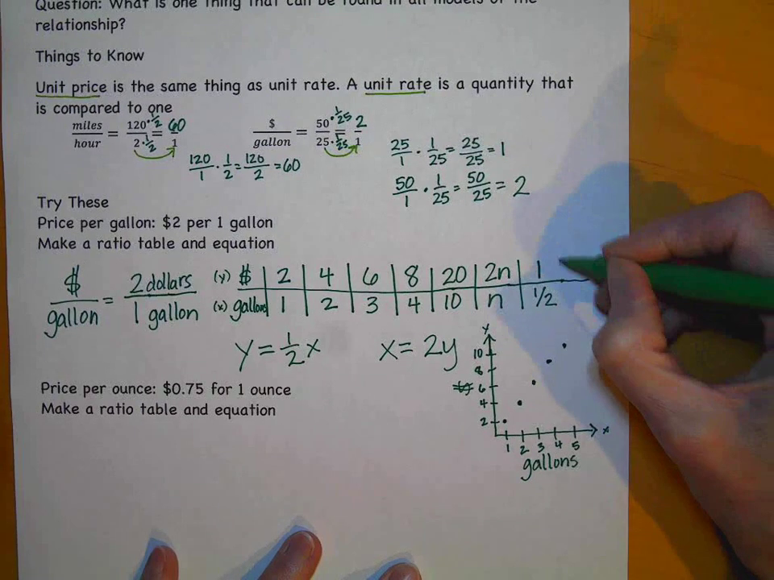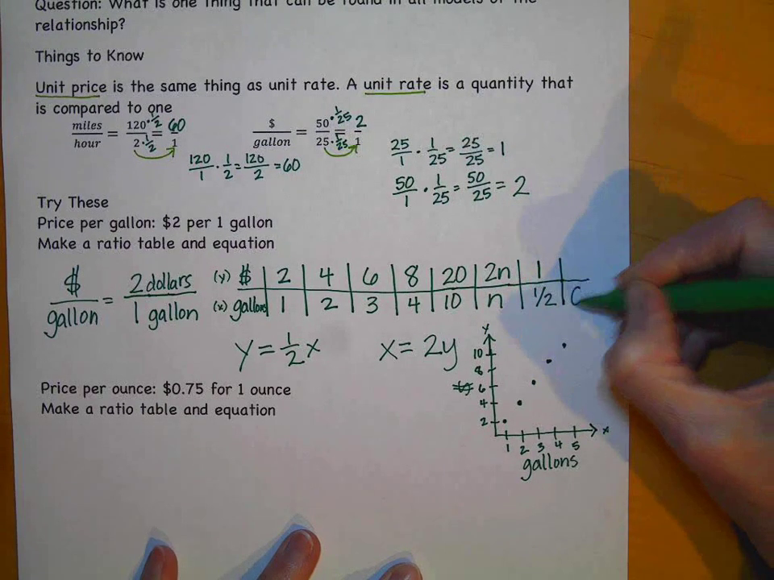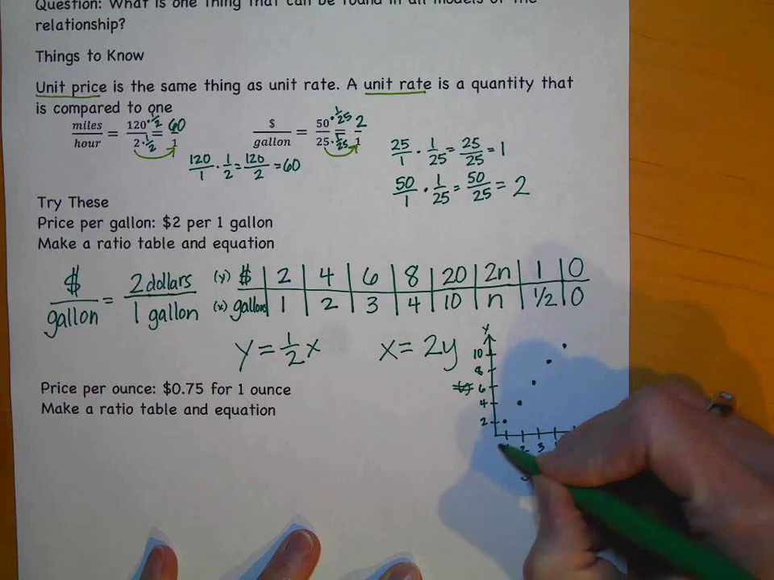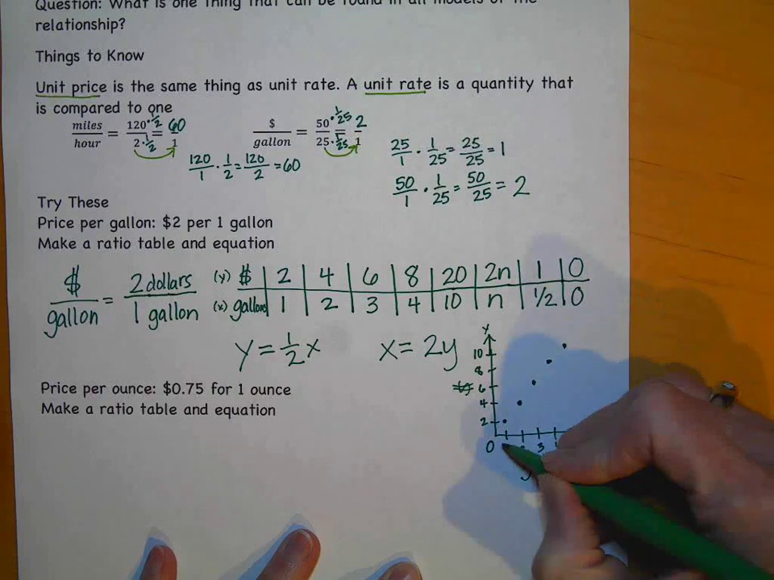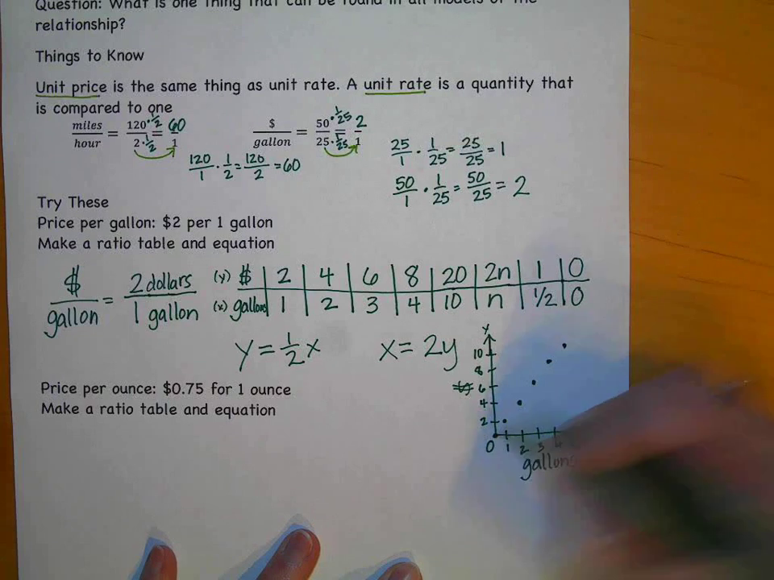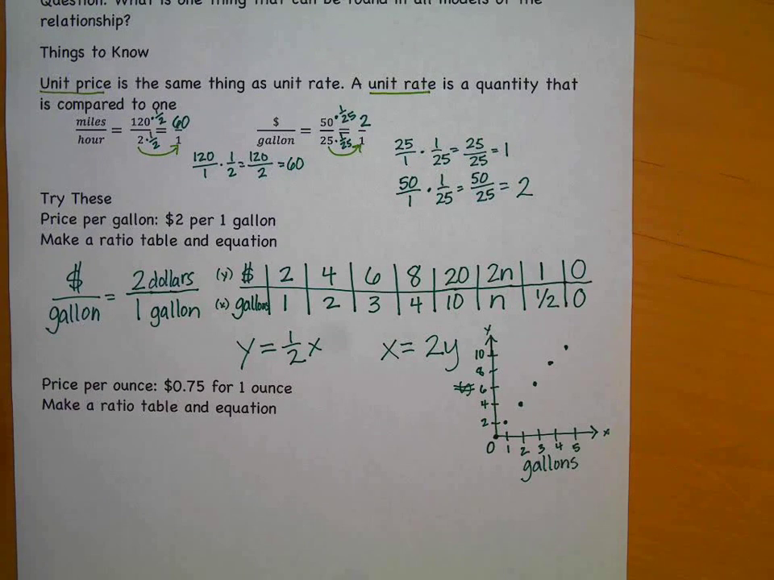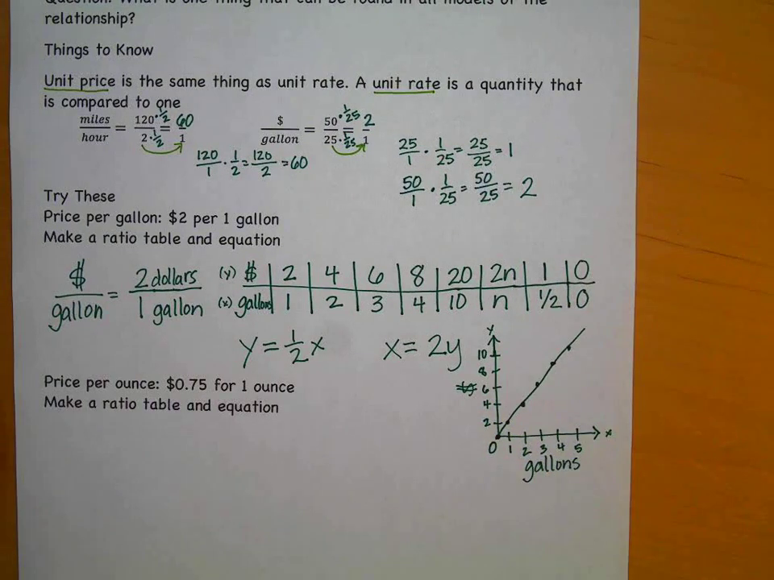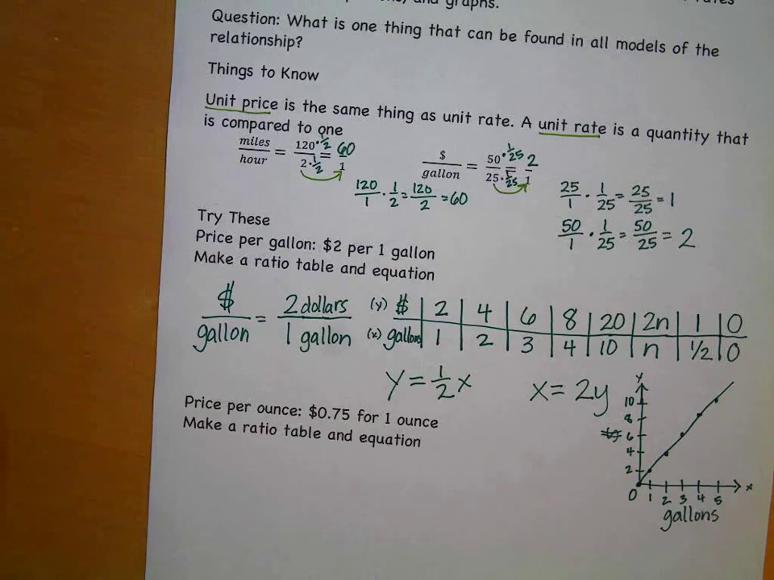Okay? What if you had 0? Let's put a 0 in our table. If you have 0 gallons, how much money do you have to pay? $0. So we could graph that one also by putting a 0 right here. So $0 or 0 gallons costs $0. And that makes sense, doesn't it? Okay, and then we have our graph. All right, so that wasn't too hard.